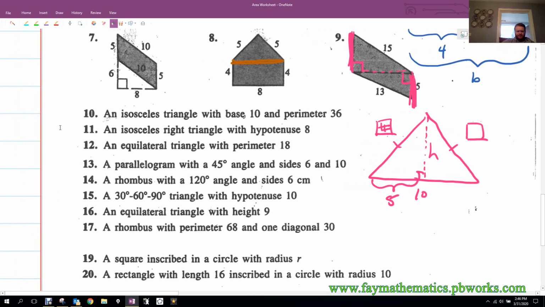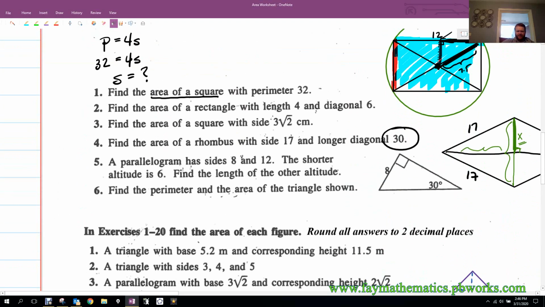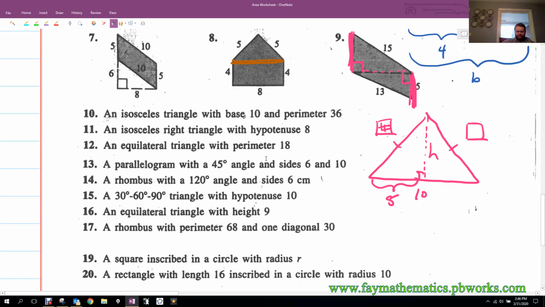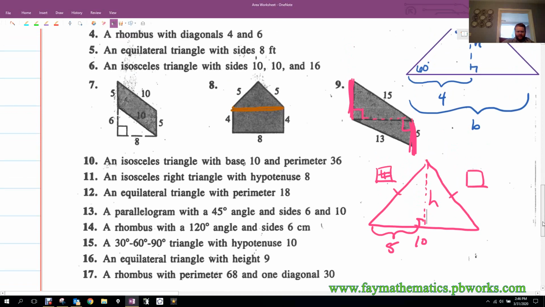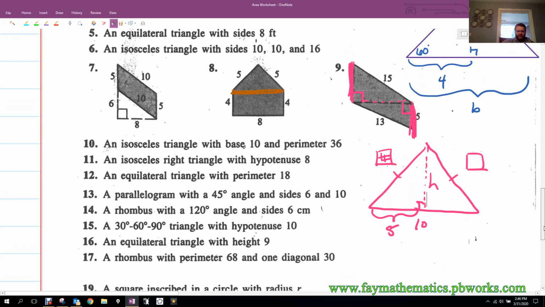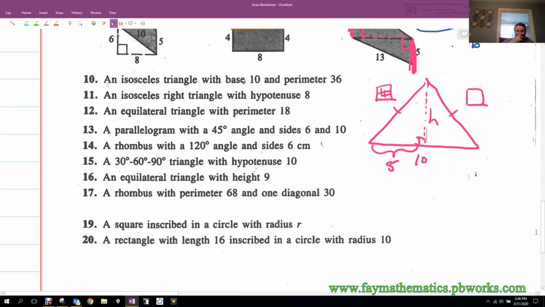13. So 12 is like the one above. What was it? Question number 5. So 12 is like 5. 13, you got your parallelogram again. But now they're saying you got side lengths of 6 and 10. So 6, 10. This is a 45-degree angle. So now to find h, you're going to use that 45, 45, 90.